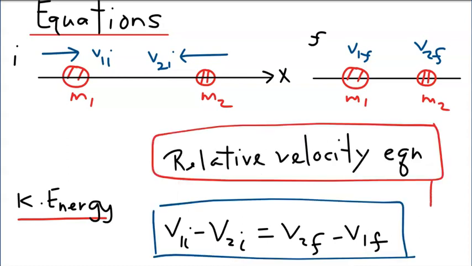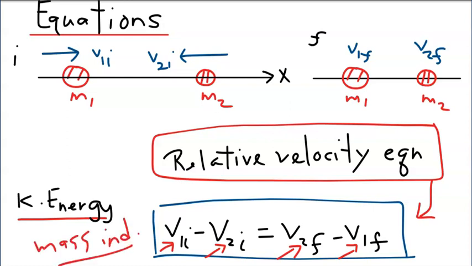Now this is a relative velocity equation which says the velocity of object 1 relative to object 2 prior to collision equals the velocity of object 2 relative to object 1 after the collision. The good thing about this equation is that it is mass independent. It does not have any mass in it, so it's easier to deal with.